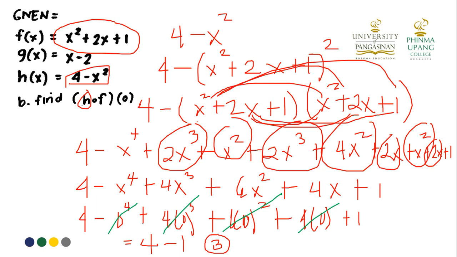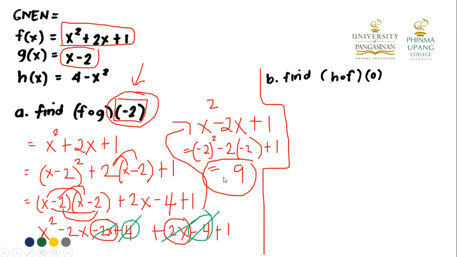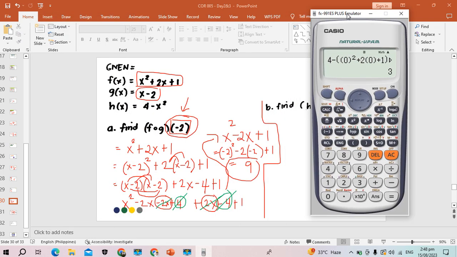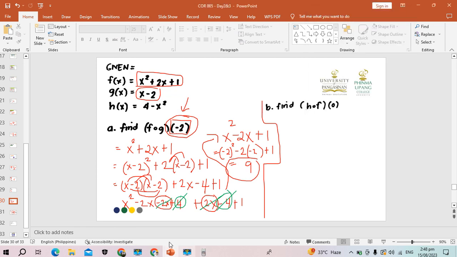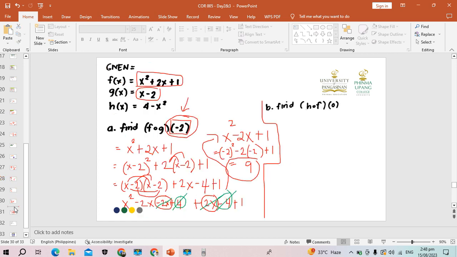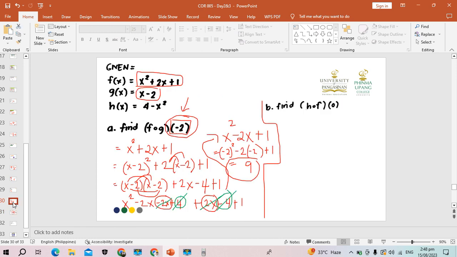Hindi kasi ang sabi ni Sir, pag may exponent. Try natin dito. Saan na yung original? Ito, yung original. Try natin dito. Ito lang naman, tapos ito.